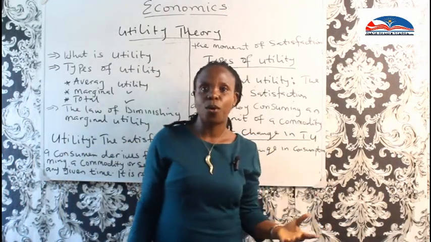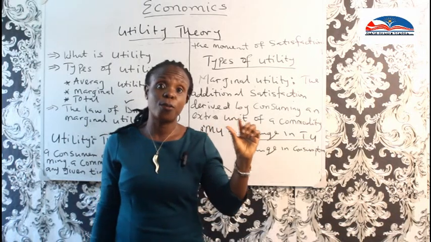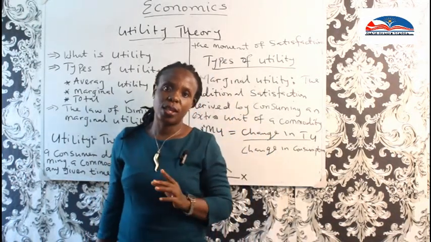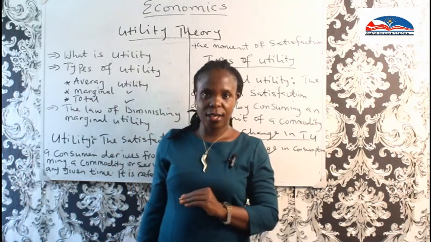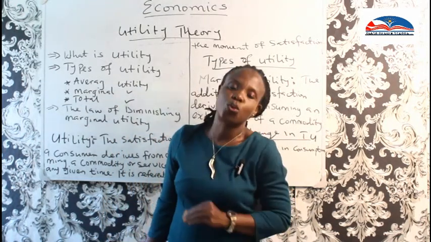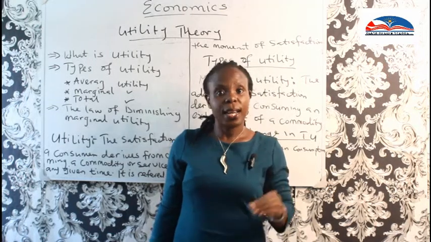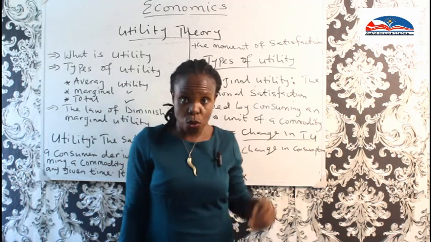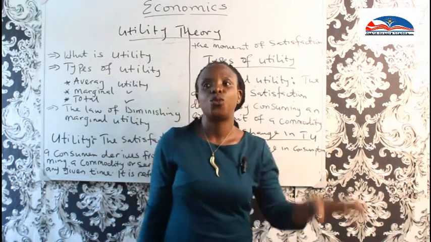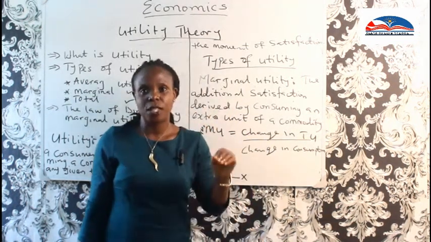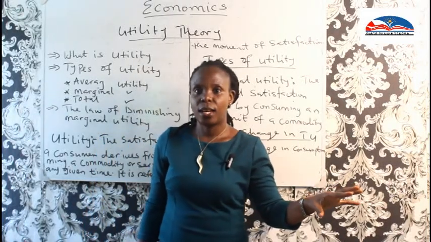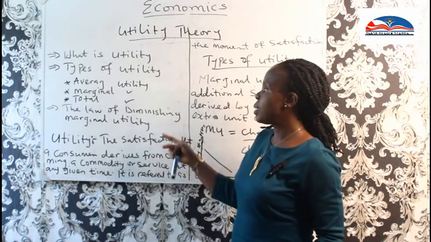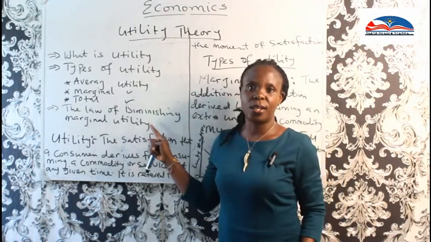If I buy a bottle of water, and I took that water, I got satisfaction from it, and I still love to take another one. The extra one I'm going to buy after the first one I have consumed is my marginal utility. Now we have seen what marginal utility is. Now we go to the next type of utility, which is total utility.